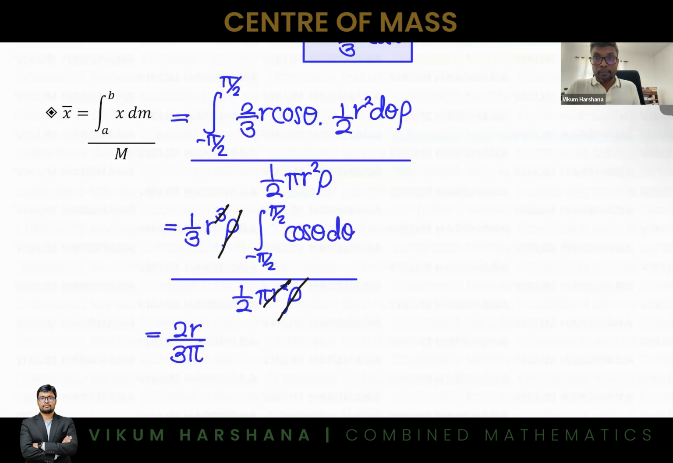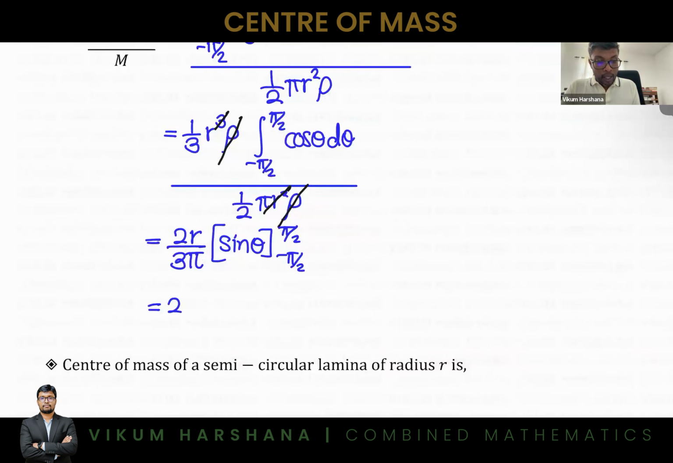Now look at the integration part. Integration part is cos theta, right? So what is the integration of cos theta? It's sine theta from minus pi over 2 to plus pi over 2. So look at this. It's 2r over 3 pi. Sine pi over 2 is 1, minus sine minus pi over 2 is minus 1. 1 plus 1 is 2. 2 into 2 is 4. So the final answer is 4r over 3 pi.